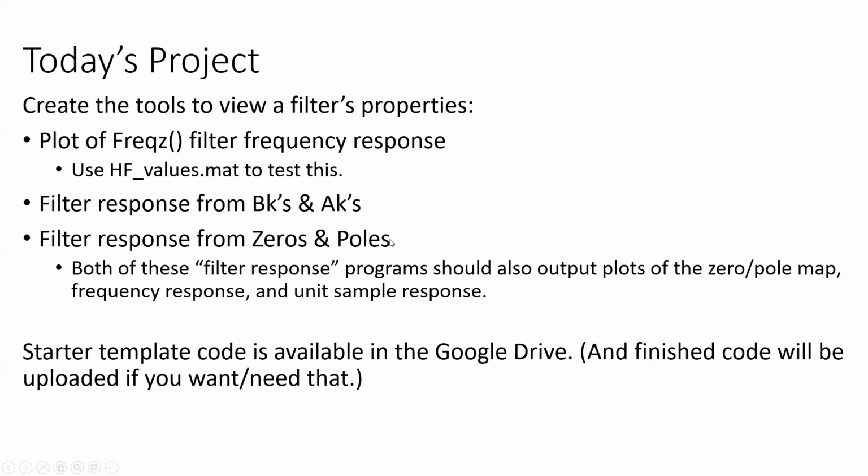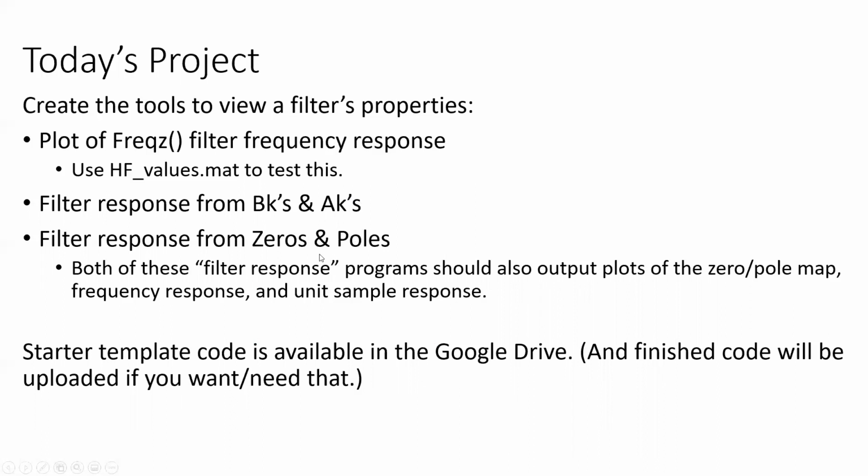Now, because zeros and poles directly relate to BKs and AKs, if you can make this function, then making this function is literally just translating these zeros and poles, multiplying them out to get your BKs and AKs and feeding those into the function that you create here. So they're really the same function. This one's very short once you have this one working.